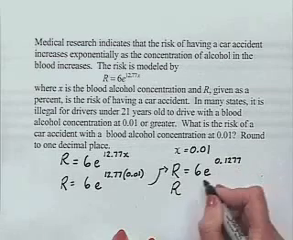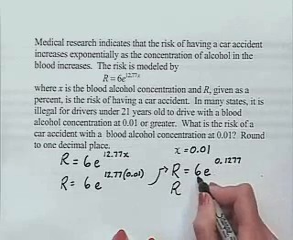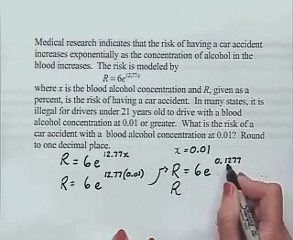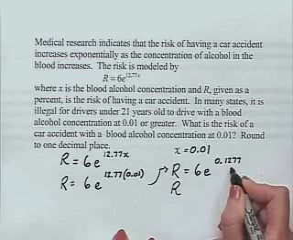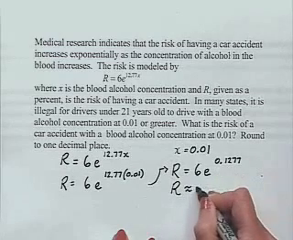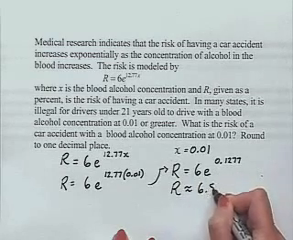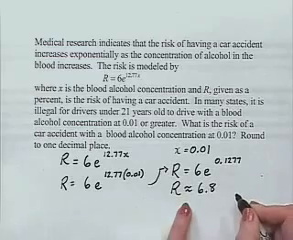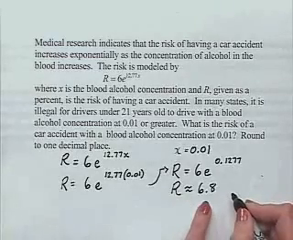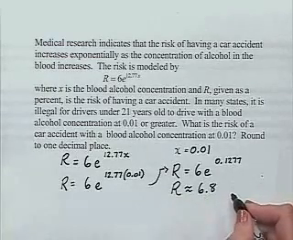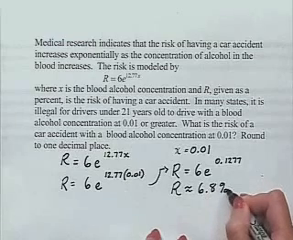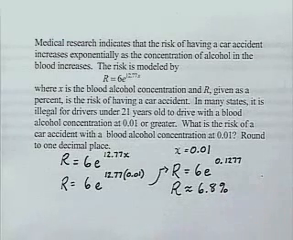Now, using a calculator, we can come up with our value of R. Substituting in to our calculator, we would have 6 multiplied times e raised to the 0.1277 power. We come up with an approximate value of R as 6.8. We'll interpret this by understanding that our R stood for a percent, and so this would be a 6.8% chance of having a car accident with this blood alcohol concentration.